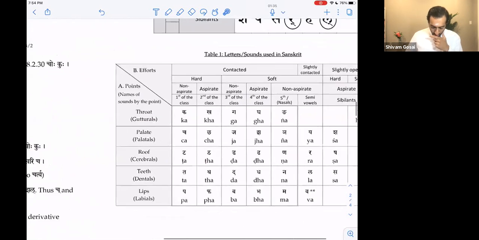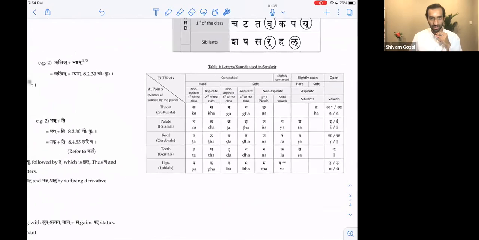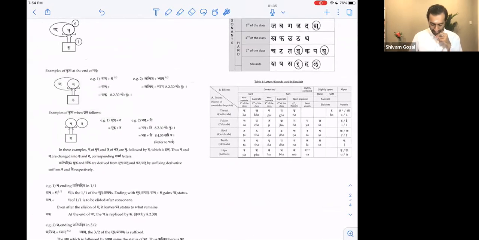Now, how do you know what replaces what? Ka replaces cha. Ga replaces ja. Nga replaces nga. Okay, so just in order. It's as simple as that.